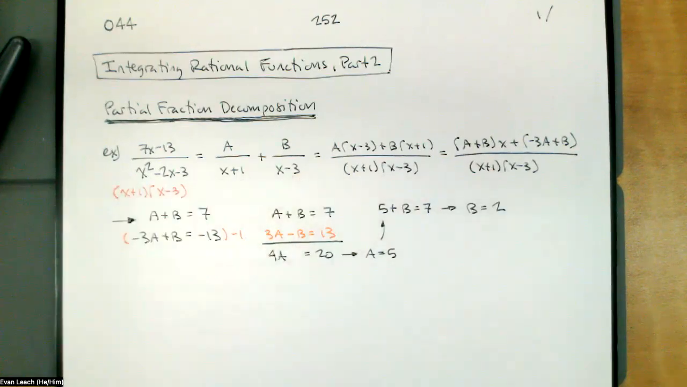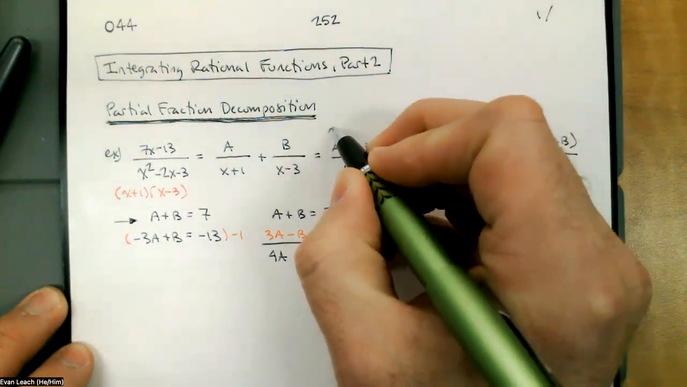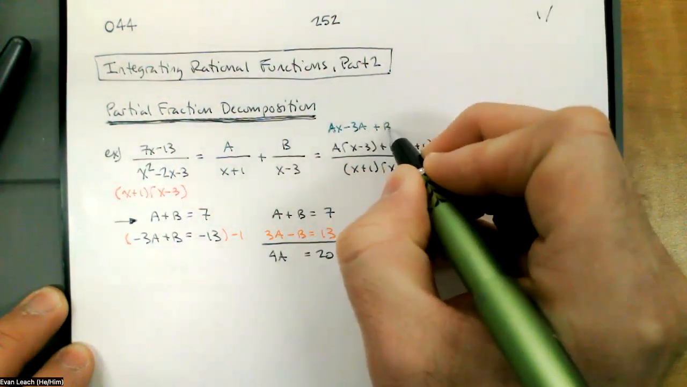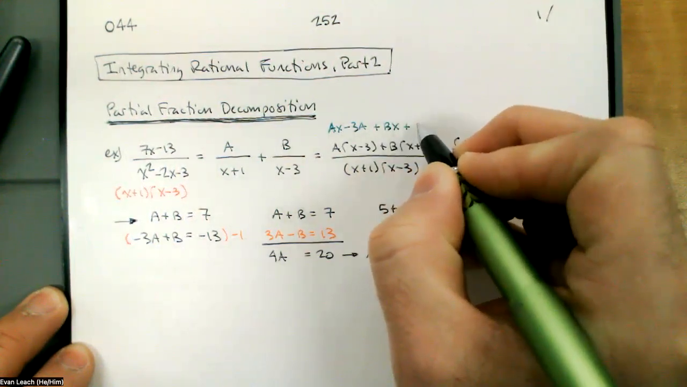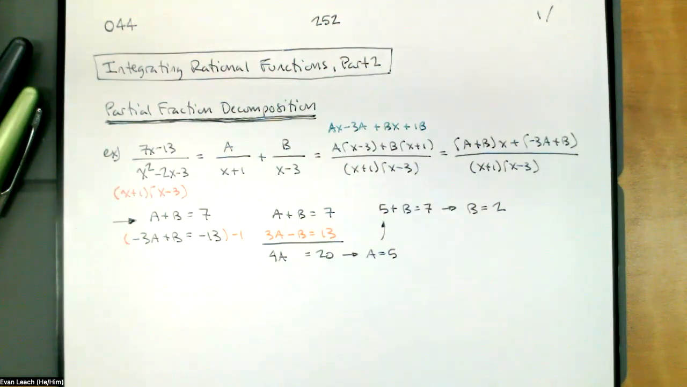and comparing the coefficients. So we generate a linear system by equating the coefficients. When we add, we get the common denominator, a times x minus 3 plus b times x plus 1. When we multiply all that out, ax minus 3a plus bx plus 1b. And then we just rearrange. We gather the x terms and then we gather the constant terms.